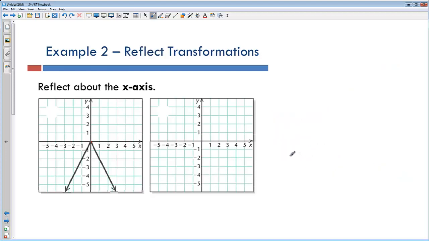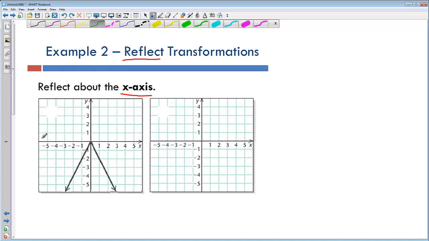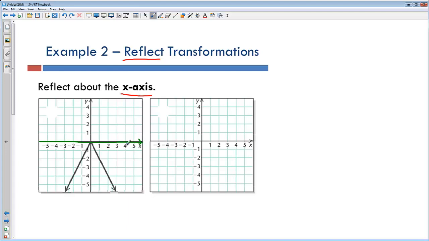Okay, let's talk about our last type of transformation, which is a reflection. We have 2 types of reflections: reflection about the x-axis and reflection about the y-axis. We're going to start with the x-axis. So here's the x-axis right here, and let's color that in green, because I like green. X is good and y is bad. So here's green, here's the x-axis right here. What we want to do is reflect about that axis.